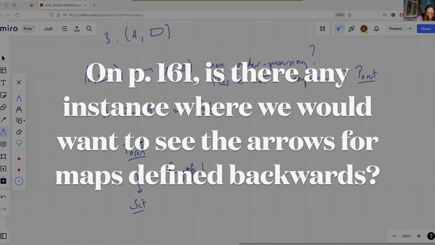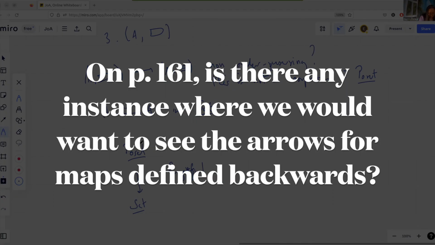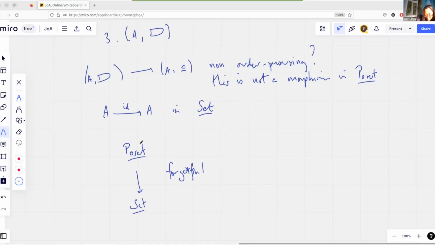Another question, page 161. Is there any instance where we would want to see the arrows for Mat defined backwards from the way I define them? Oh yeah, so I define an arrow from A to B to be an A by B matrix, but you could define them to be a B by A matrix. And what we'll see is that that's the dual category where you just, oh look, there's a giant patch of sun on my face. That's exciting.